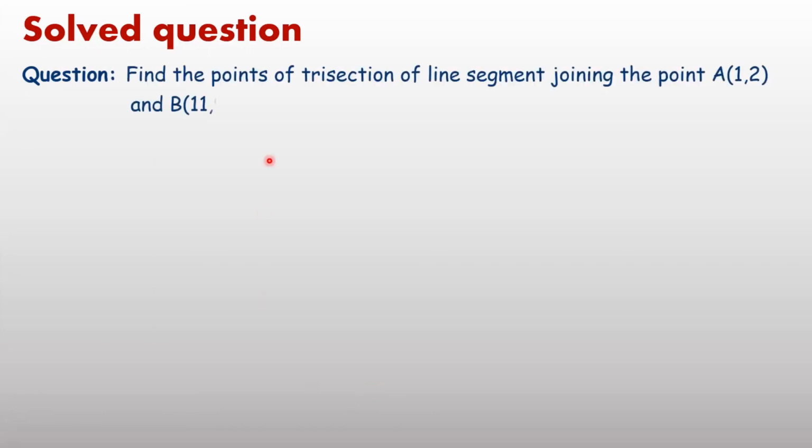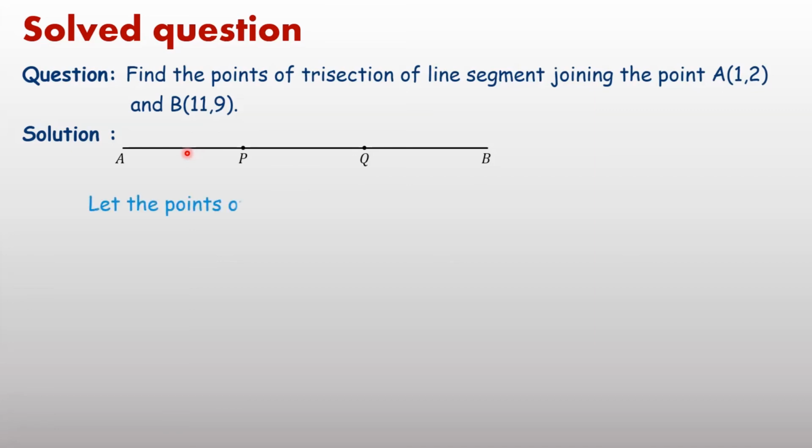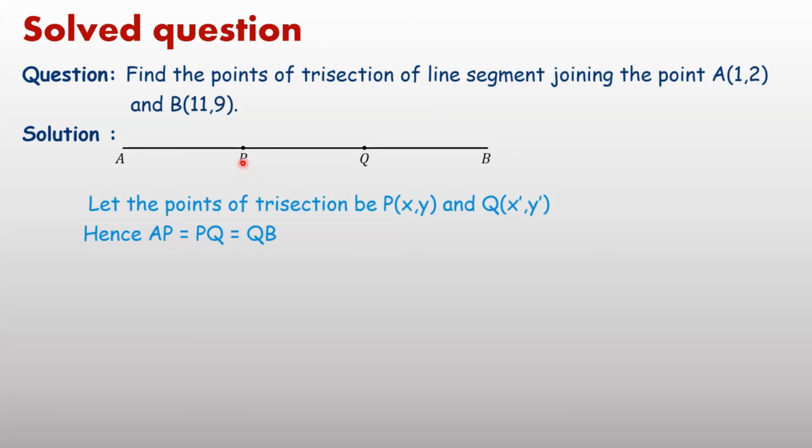Now solve a question. Find the points of trisection of the line segment joining the points A and B. That means a line segment AB is given, the coordinates of point A are given as (1, 2), and the coordinates of point B are (11, 9). We have to find 2 points such that they divide the line segment AB in 3 equal parts. So let the coordinates of point P be (x, y) and Q be (x dash, y dash). Therefore, AP equals PQ equals QB.